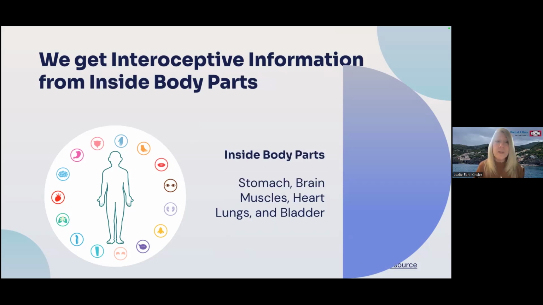Then we also get interoceptive information from those inside body parts. So from our muscles, our heart, lungs, our bladder, and that information can guide us to take care of ourselves. From our stomach, for example, we can get interoceptive information like growling, tingly, fullness, tightness, heaviness, some of the things that you maybe were thinking about when we mindfully considered our stomach a few moments ago. And all of that can give us clues about how we're feeling and what we should do about it.